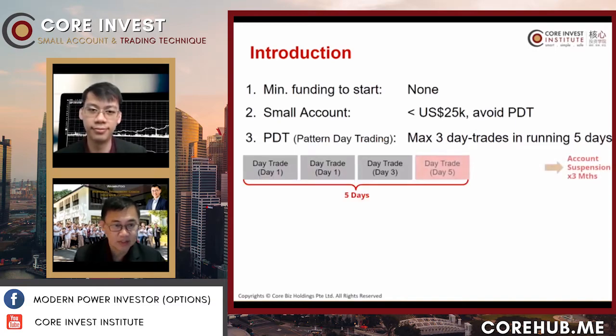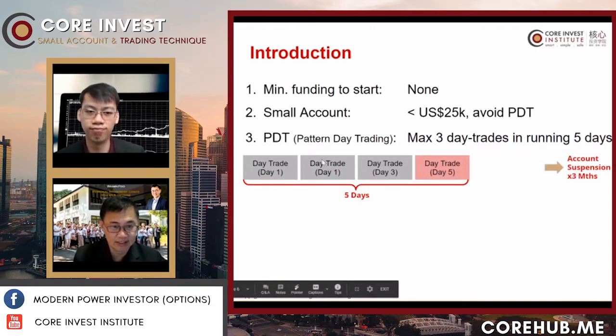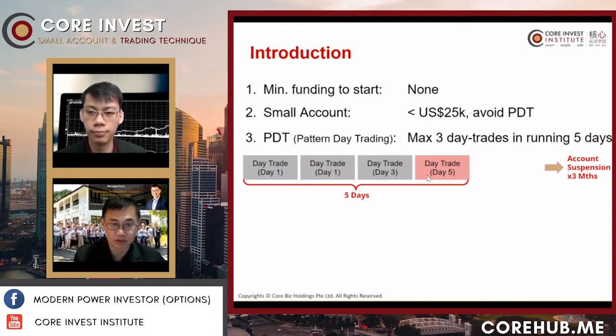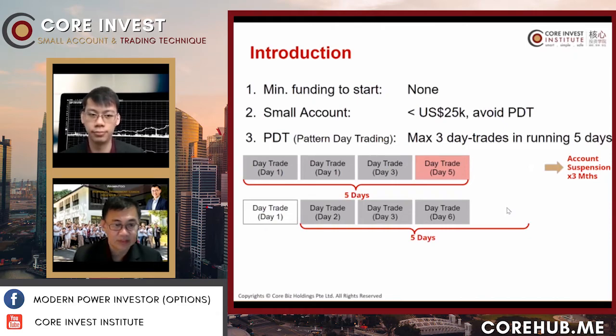The scenario here, assuming that you have these gray boxes, day 1, day 3, you have done already 3 trades in 3 days. If you have a 4th trade in red here on day 5, that is exceeding your 3 max trades, you get a suspension of 3 months. Next scenario. If you have day 1, day 2, day 3, and your 4th trade falls on day 6, you are still within the 5 days because day 1, the first one here, has already exited. And if you have one more on day 6, this is a 4th day trade, and that will be another PDT and suspension over here.